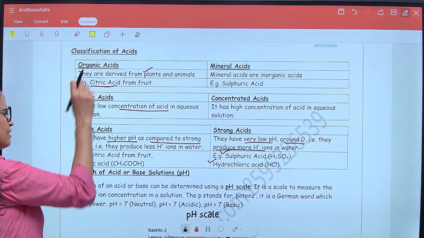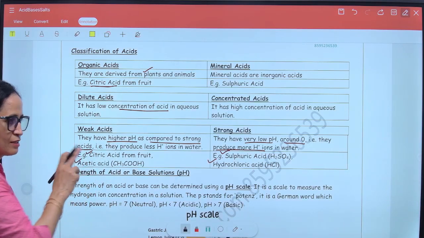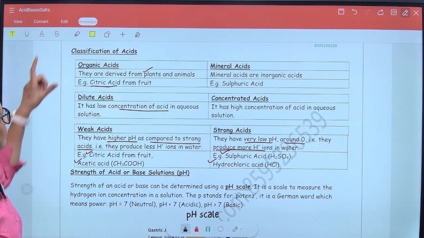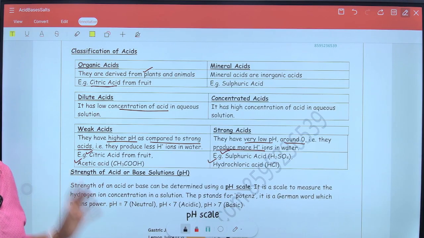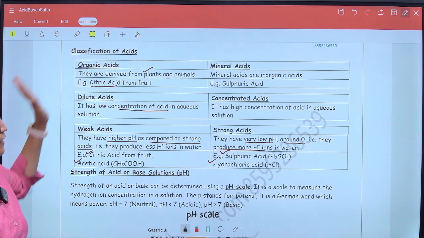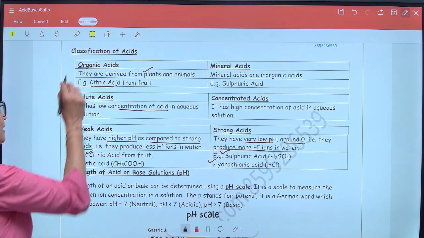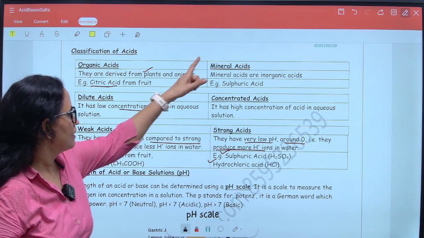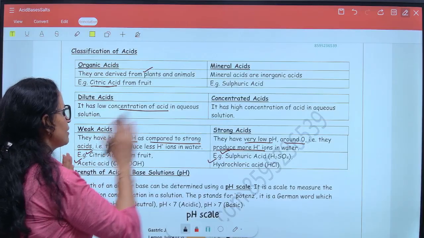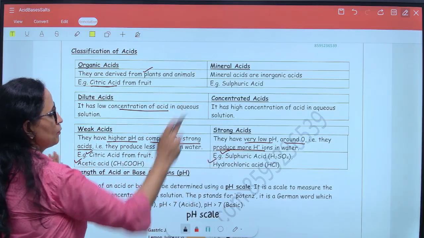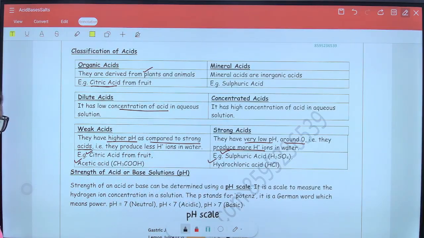Now organic acids are generally weak acids, but don't mix the two. Weak acids and organic acids are not the same. There are certain organic acids which are strong and there are certain mineral acids which are weak. So don't mix organic acids with weak acids and mineral acids with strong acids. Weak acids and strong acids are different, organic and mineral acids are different. Don't make this mistake, right?